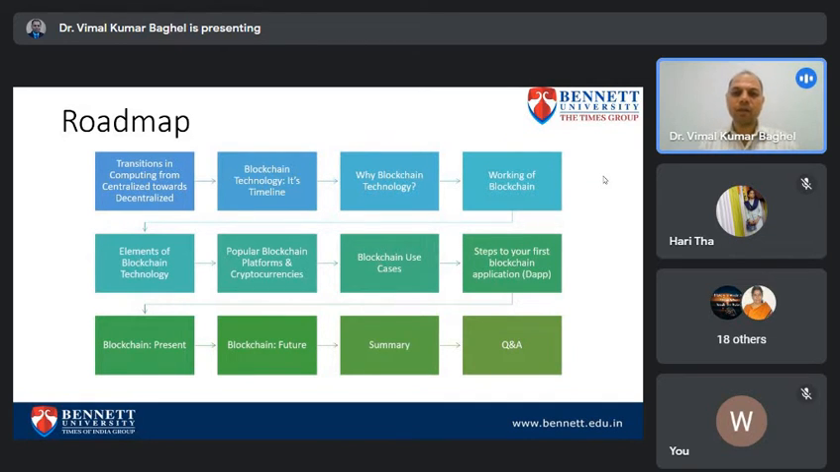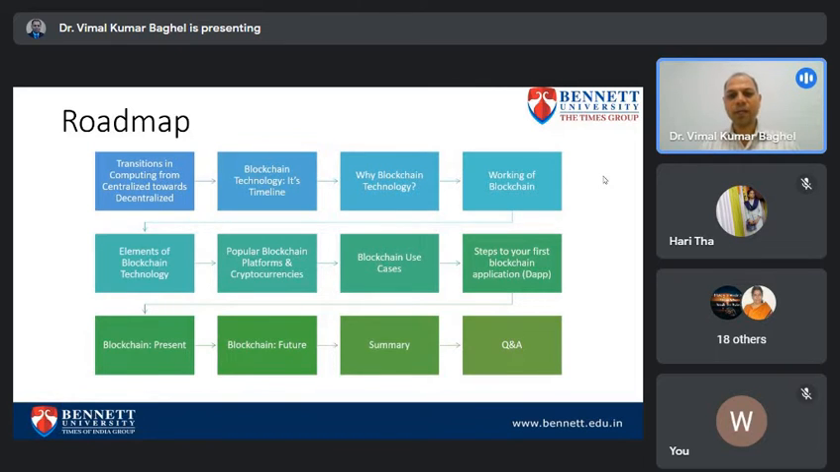Then we'll talk about blockchain technology and how it started, what its timeline is, why we need this technology, what the benefits are, how it works, and the various elements of blockchain technology, the various popular blockchain platforms, and the cryptocurrencies. Many of us have an idea or a myth that a cryptocurrency like Bitcoin is the same as blockchain. But I'll make it clear that they are not the same, they are different. And then we will also discuss a few use cases.